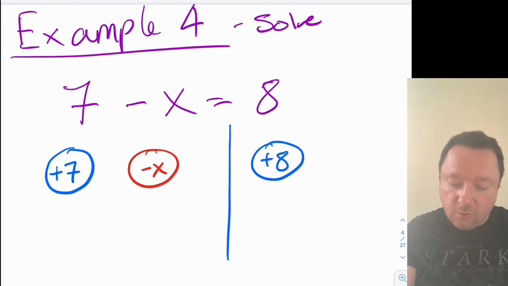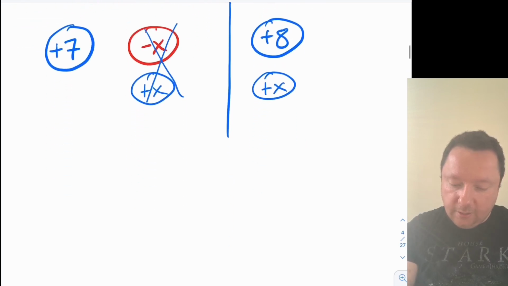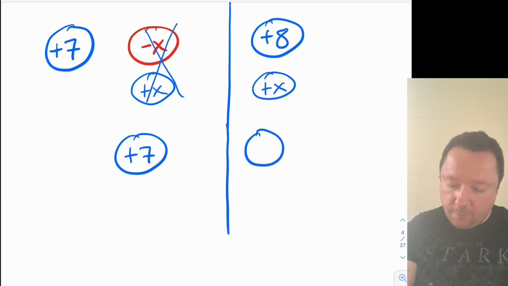So we're going to have to do the opposite of negative x first. So the opposite of negative x, as we've seen before, is plus x. And we always do the same to both sides. So that will get rid of this side. So that leaves on that side your plus 7 tile. On the other side we've got a plus 8 tile. And we've added an x.